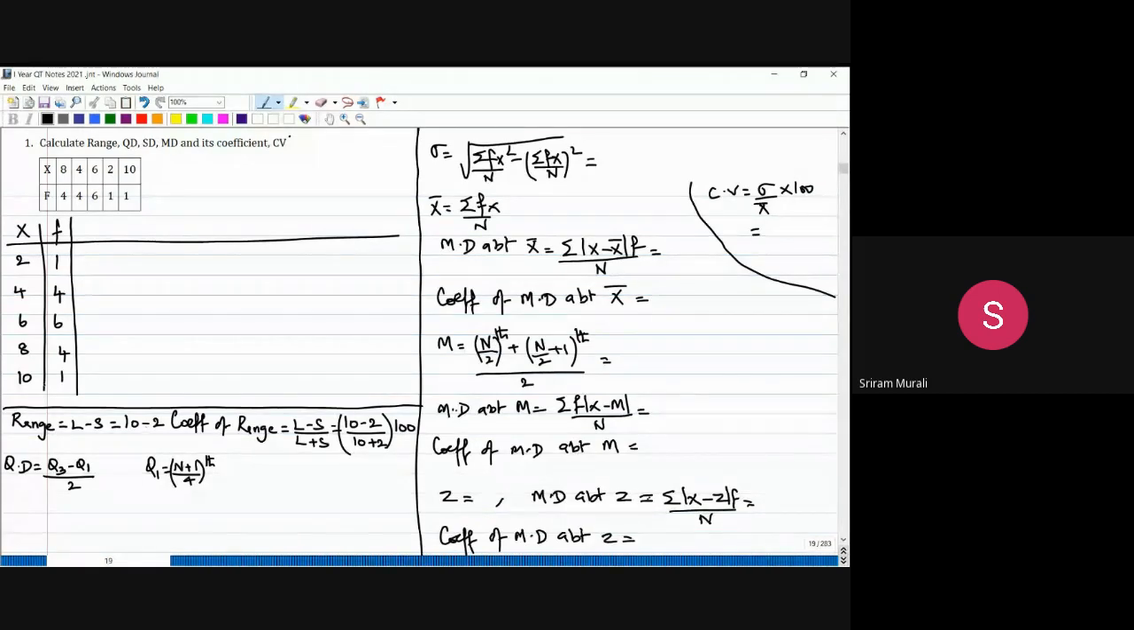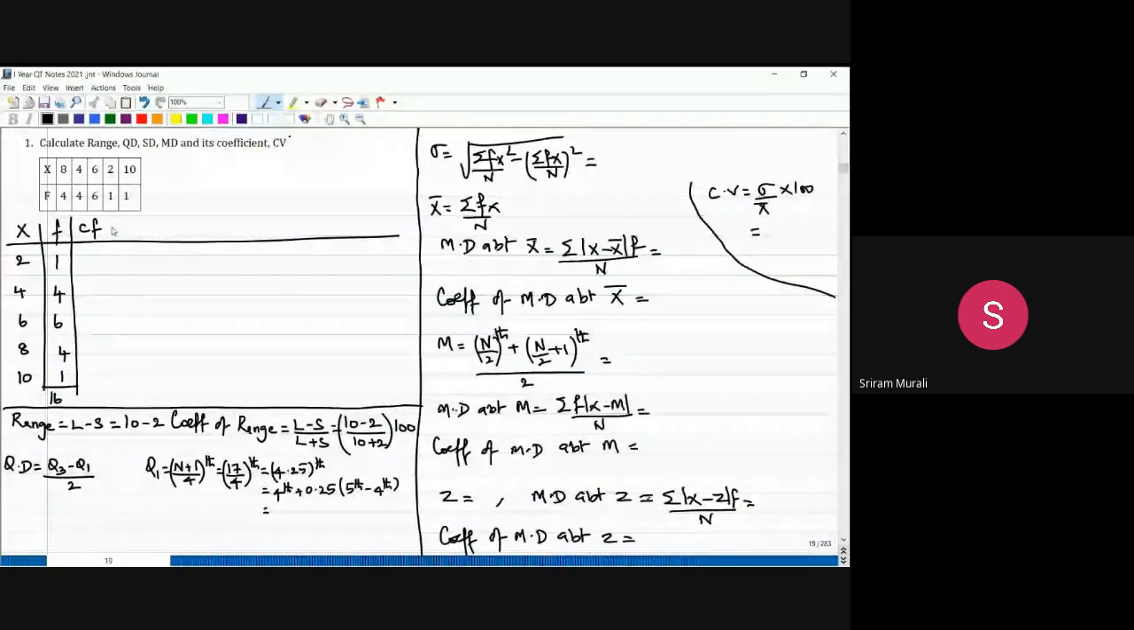What is n? Add everything, you will get 16. 16 plus 1 is 17, 17 by 4. The 17 by 4th position, I call it 4.25. This is the 4.25 position, that is the 4th position plus 0.25 into the difference between the 5th and 4th values. For that you have to find the cumulative frequency, because Q1, Q2, median, everything is based on cumulative frequency. This will become 5, it will become 11, it will become 15, it is 16.